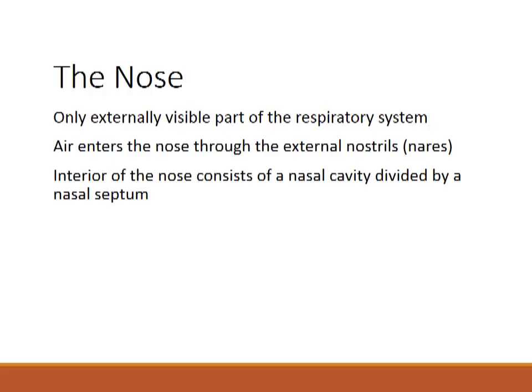Starting with the nose, it is really the only external part of the respiratory system that we can see. This is where air enters from the external part of the body to the internal part of the body. The inside of the nose consists of a nasal cavity that's divided by a nasal septum. So if you look at your nose, where the two nostrils are, or the two nares, that cartilaginous piece between the two nostrils is what the septum is.